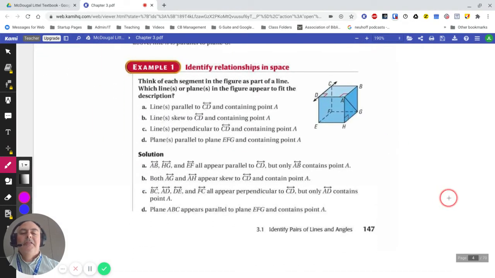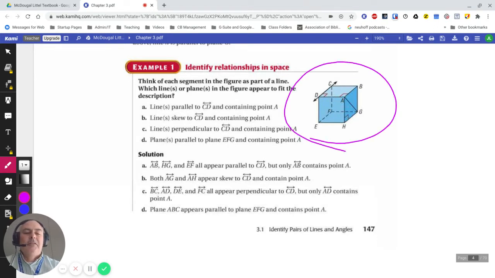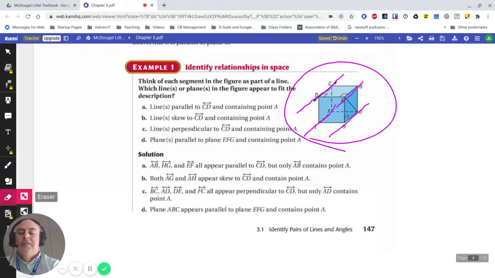What I can do is take those concepts and then apply them to this box where I have a number of faces, and the face would represent a plane, and the edges which represent a line. So if I start with line CD here, I can find lines that are parallel to CD. So FE would be parallel, AB would be parallel, and GH would be parallel because I can draw a plane where both of those lines would be coplanar too.